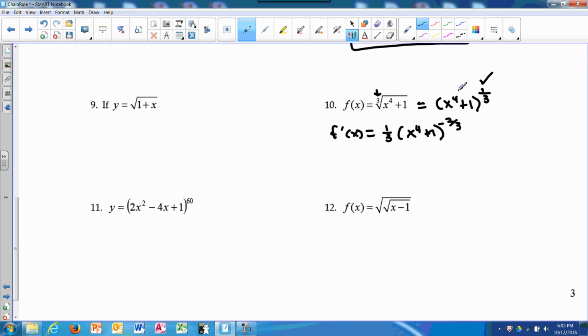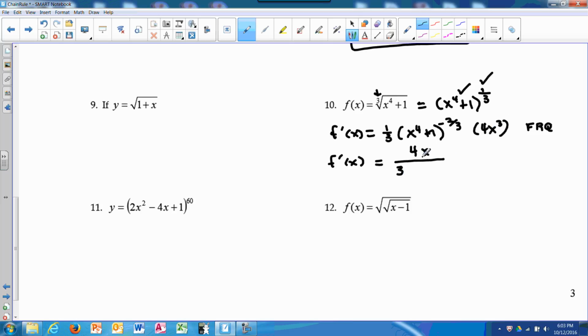says take the derivative of the outside, which is 1/3. The quantity x to the 4th plus 1 is now raised to the negative 2/3 because we're subtracting 1. We're not done yet. Derivative of x to the 4th is 4x cubed. Again, that's my FRQ answer. I wouldn't continue on from there if it's a free response.